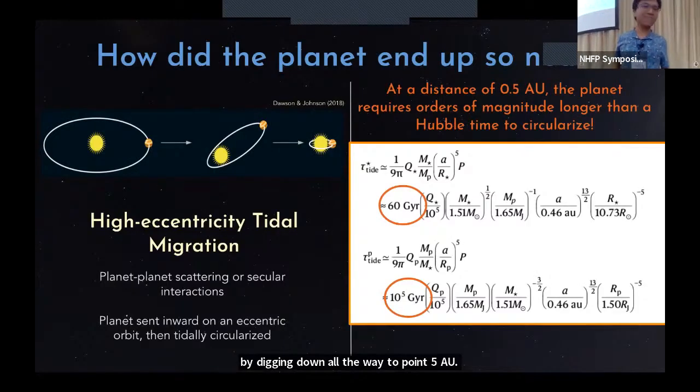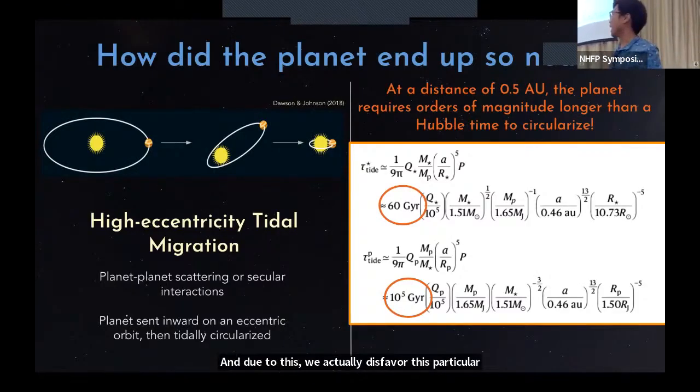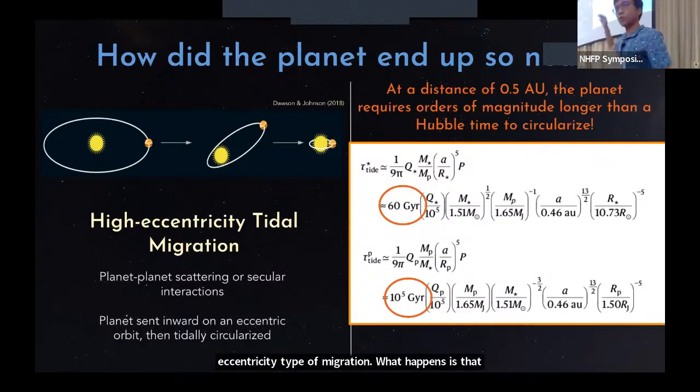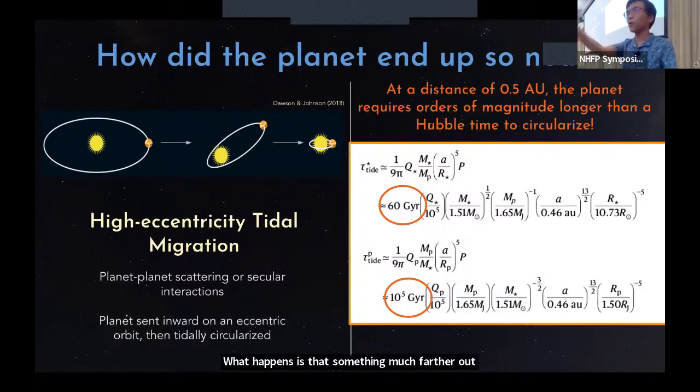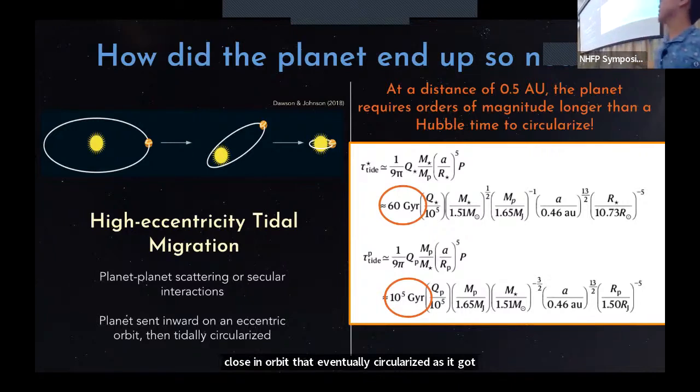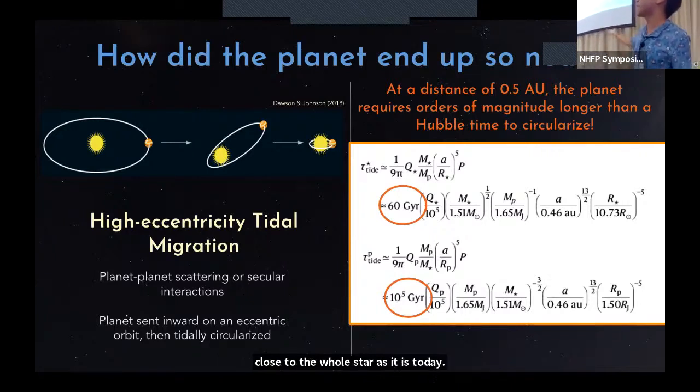Now, alternatively, you could think of a high eccentricity tidal migration. What happens is that something much farther out perturbs this planet, which may have been farther out, into a close-in orbit that eventually circularized as it got close to the host star, as it is today. And the problem with this particular scenario is the time scale.